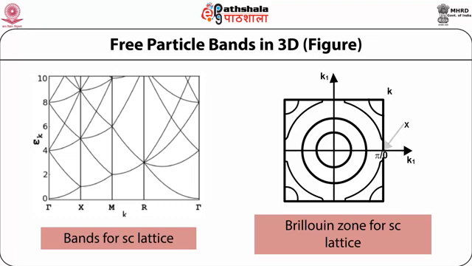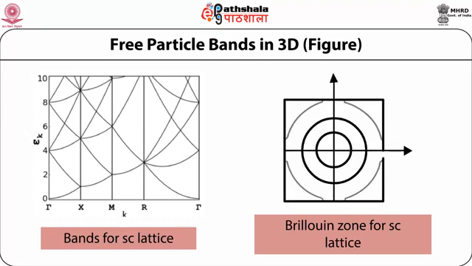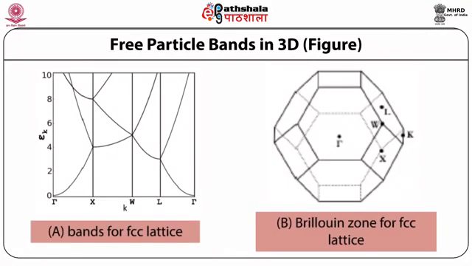That is, we have plotted epsilon k versus k. As you can see, the energy bands are complex in the three-dimensional case. On the right hand side figure, we show the Brillouin zone for the simple cubic lattice. Again here, we are showing how a free particle band in 3 dimensions looks like in a typical FCC lattice.